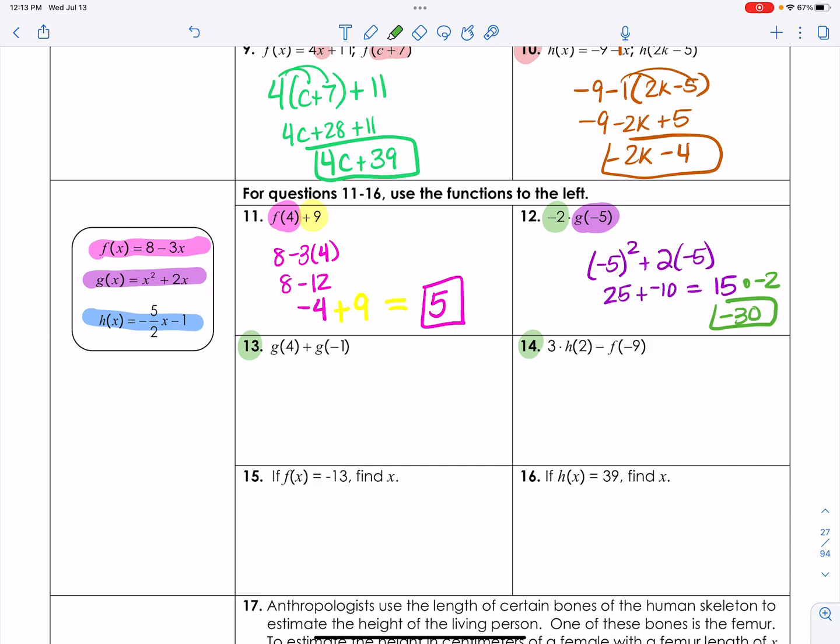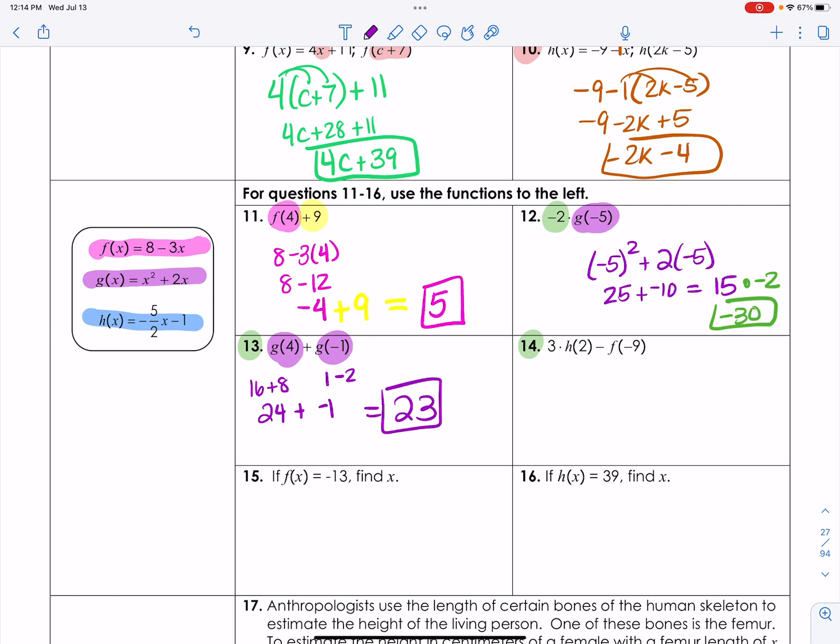Okay, so they want me to find g of 4, and they want me to find g of negative 1, and then when I get those two answers, they want me to add them together. So if I do g of 4, I'm going to do some of this in my head if that's okay. 4 squared, isn't that 16? 4 times 2 is 8, so isn't this 24, right? And then if I do g of negative 1, negative 1 squared is 1. 2 times negative 1 is negative 2, so it's negative 1. So my answer is 23.